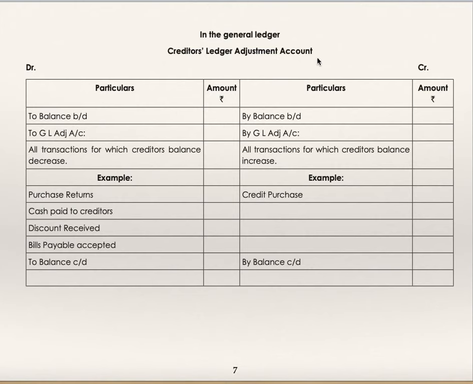In general ledger, creditors ledger adjustment account pro forma, to balance brought down, by balance brought down. To general ledger adjustment account, all transactions for which creditors balance decrease. For example, purchase return, cash paid to creditors, discount received, bills payable accepted. By general ledger adjustment account, all transactions for which creditors balance increase. Example, credit purchase. Then closing balance, by balance carried down and to balance carried down. To balance carried down always, by balance carried down sometimes if any.